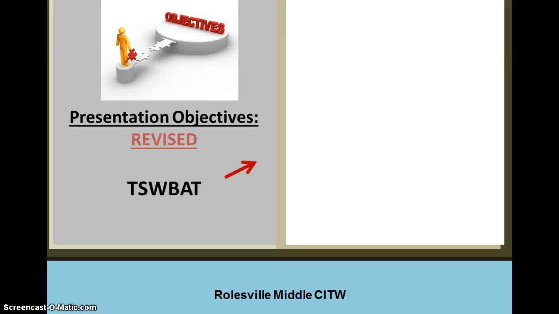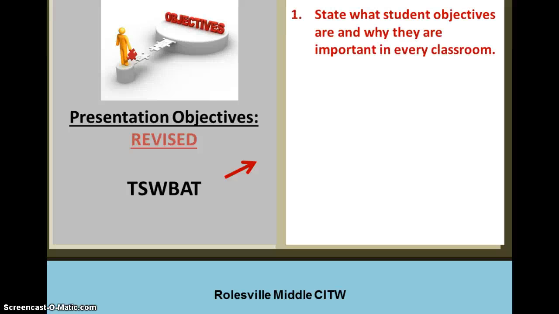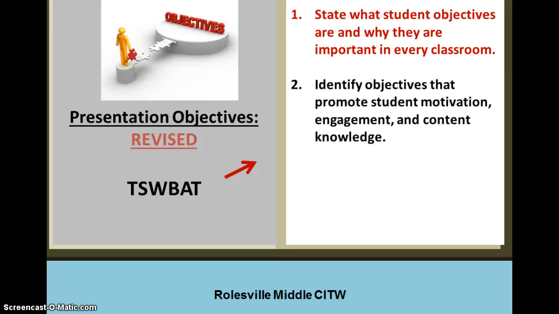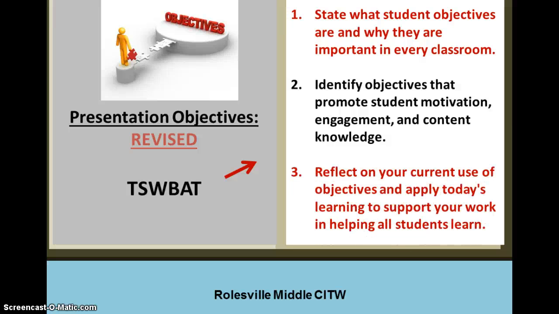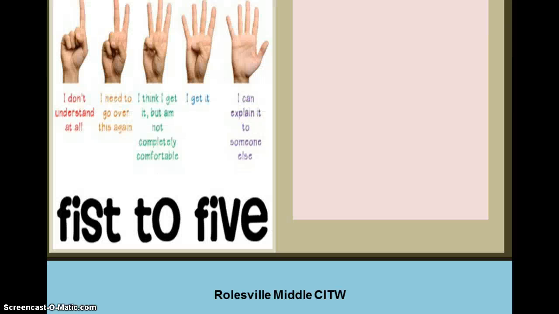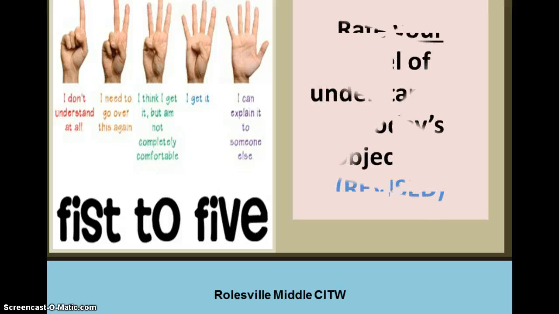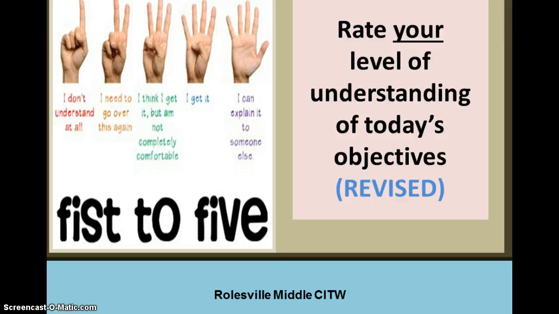So here they are, the original objectives revised. First one, state what student objectives are and why they are important in every classroom. Identify objectives that promote student motivation, engagement, and content knowledge. And reflect on your current use of objectives and apply today's learning to support your work in helping all students learn. Now, we also came back and did a fist to 5. The second time we did a fist to 5, most people were between 3 and 5, mainly 4 and 5.